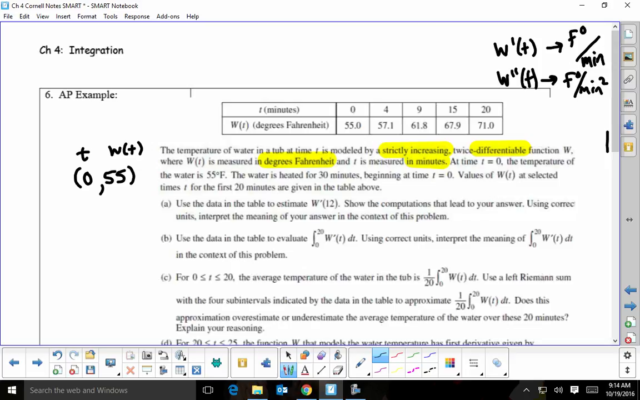Okay, anyway. Pause. Use the data in the table to estimate W prime of 12. Show the computations that led you to your answer using correct units, and interpret the meaning of your answer in the context of this problem. Go see if you can do part A. Do I have W prime to actually find it? No. So we're going to go to the table and use the slope of the secant to approximate the tangent. Everybody know what I'm talking about? Raise your hand if you're lost.